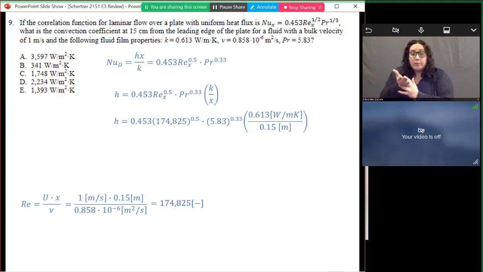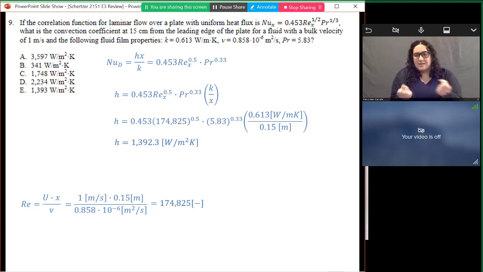So here we have an expression for the heat transfer coefficient, and we can put the Reynolds number value in. We're told the Prandtl number. We know k. x in this case is the distance from the leading edge that we're interested in, so it's 15 centimeters. Again, I have to get the units right here. I put all this into my calculator and I get a heat transfer coefficient of almost 1400. Again, this is an answer on my multiple choice, so I select E.